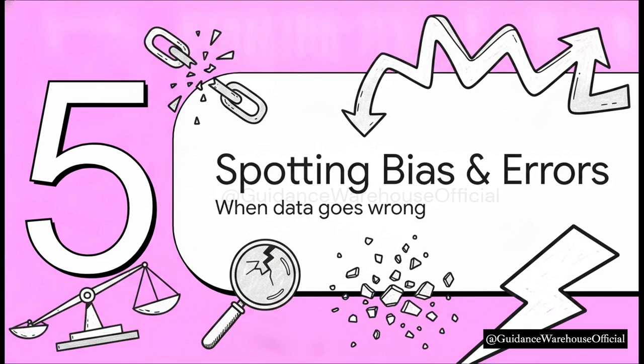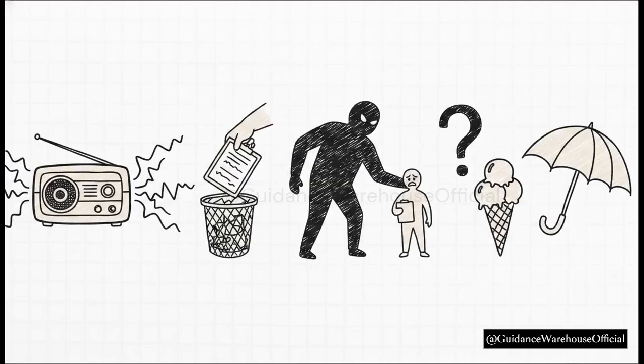Section 5. Spotting bias and errors, or what happens when data goes wrong. Now that we actually know how to properly sample, we need to look at the dark side of data. Why do things go wrong? Well, even with the absolute best mathematical methods, your data can be ruined by falling into common traps. For example, self-selected samples, like call-in radio surveys, pretty much only attract people with extreme opinions.